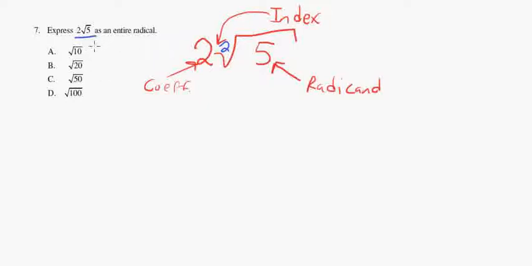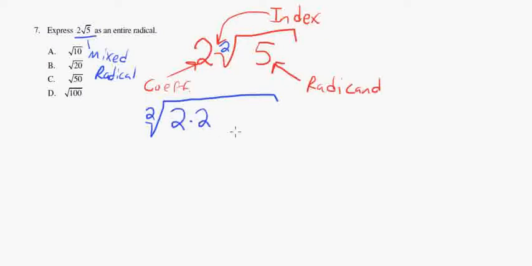Alright, so if we want to go from a mixed radical, such as this 2 root 5, so this is a mixed radical, to a full radical, this is how we would do it. So ultimately, we want just a whole radical. This index, the index of 2, tells us how many times we put the coefficient into the radical. So the 2, since we have an index of 2, I'm going to put the 2 into my radical twice.